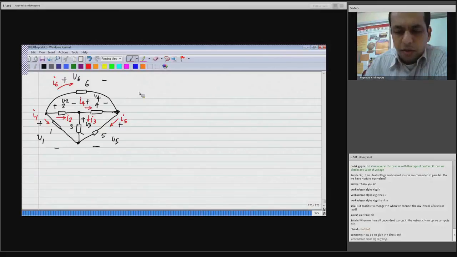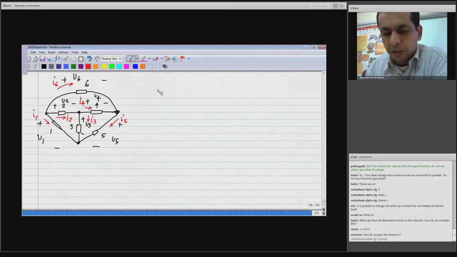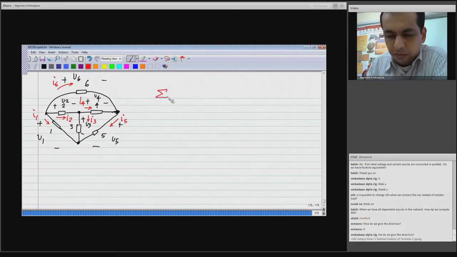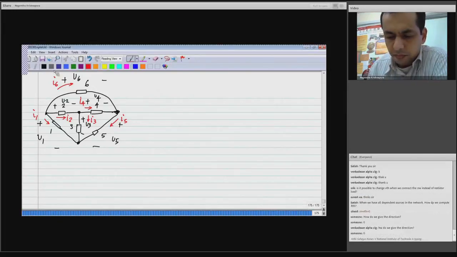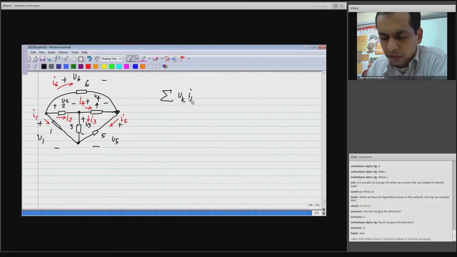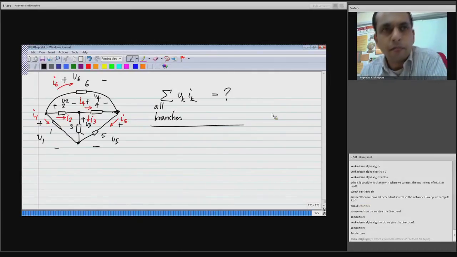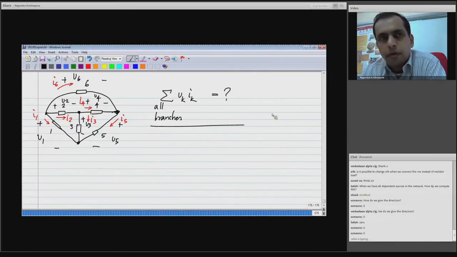So now, basically I have a circuit, I mean this I have shown with 6 branches, but any number of branches is okay, right? So now let's say we compute the sum of power in all the elements, that is the sum of Vk, Ik over all branches. What do you think this is going to be? Please give me a guess.